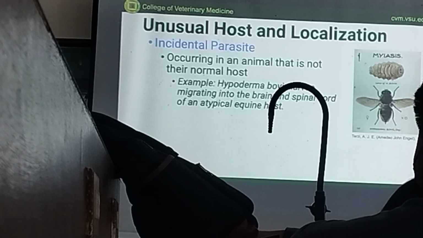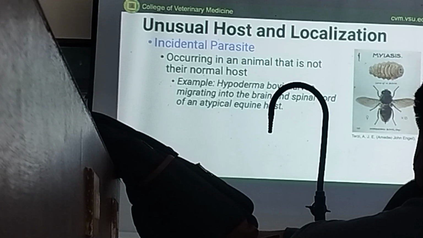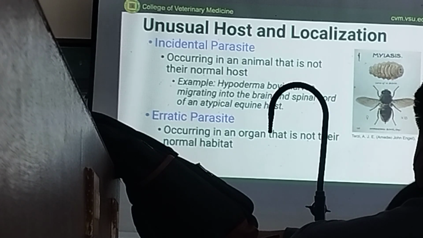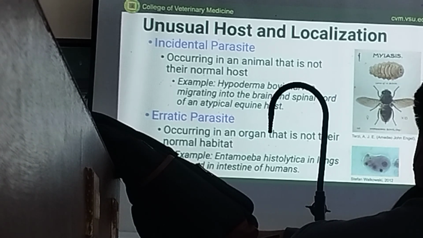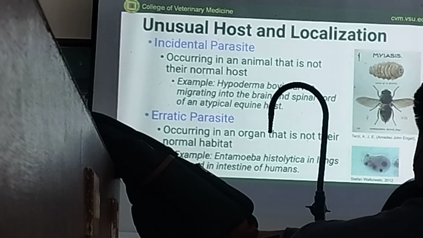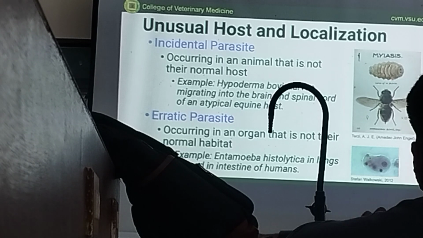We have also what we call an erratic parasite, occurring in an organ that is not the normal habitat. For example, Entamoeba, amoeba. Usually, amoebiasis is present only in the intestine, but sometimes it can migrate to other organs like the liver and lungs. In that case, they become an erratic parasite. And the impact, again, is much more severe than those living in the intestine.